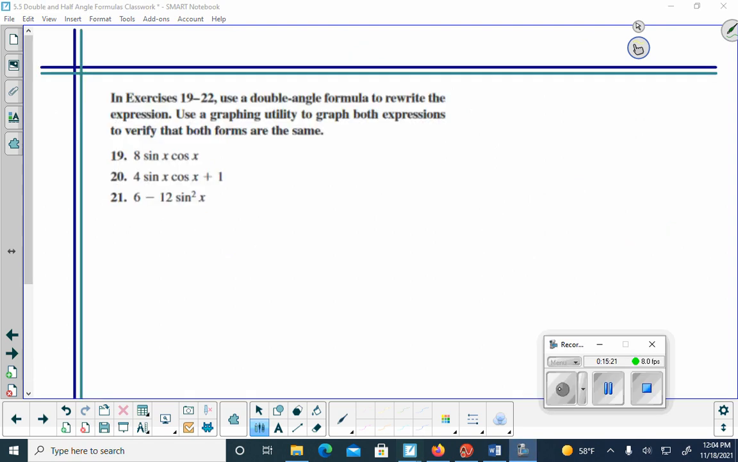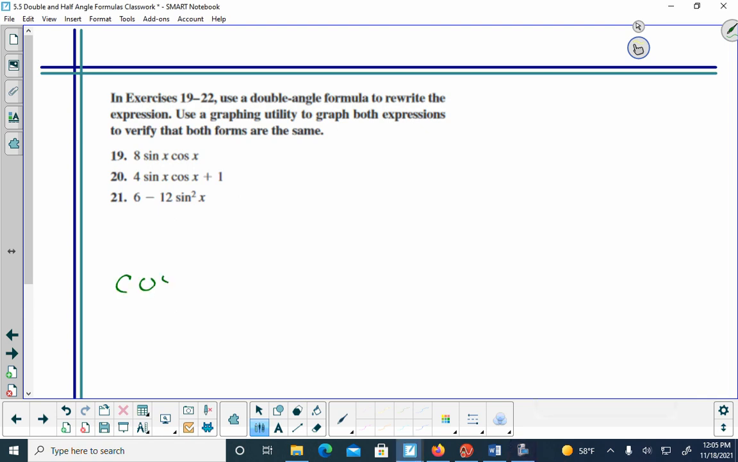So these ones I'm just trying to rewrite. I have my formula sheet. I see sine x times cosine x, and the only formula that has sine x cosine x is sine 2u equals 2 sine x cosine x. So I'm looking at that formula.